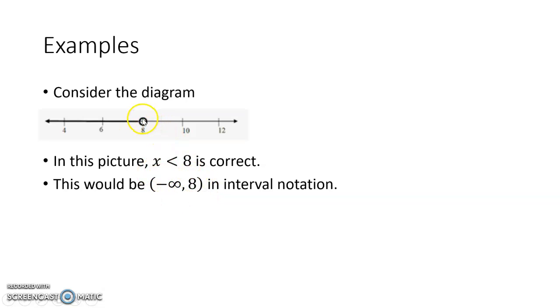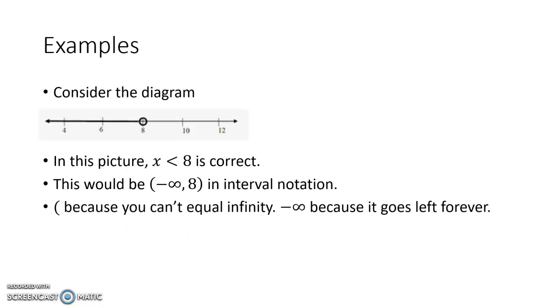8 is the right-hand boundary. As we said, parentheses always go on infinities, and here the parenthesis goes on the number as well, because you can't equal 8. 7.99 is okay, but 8 is not. Okay, then it's going to explain that.